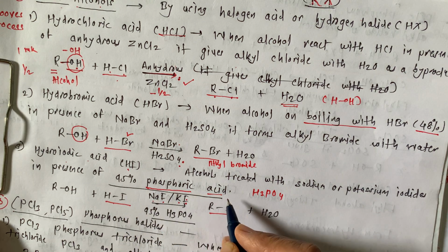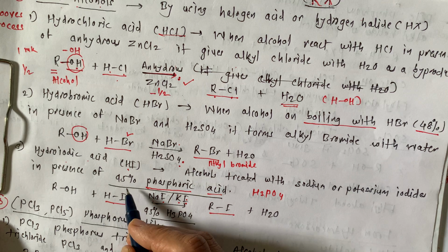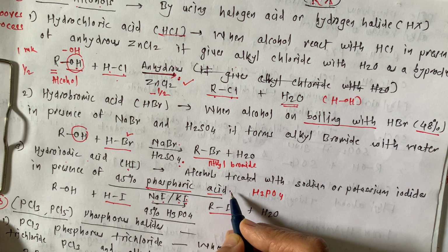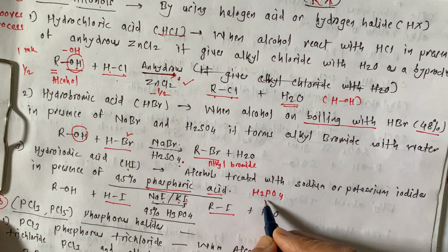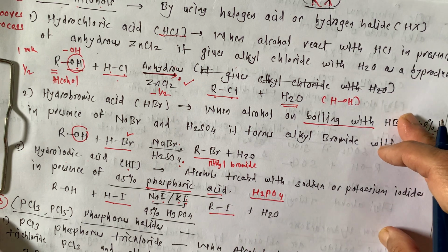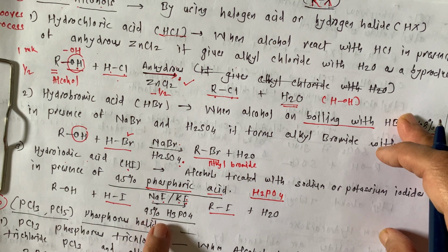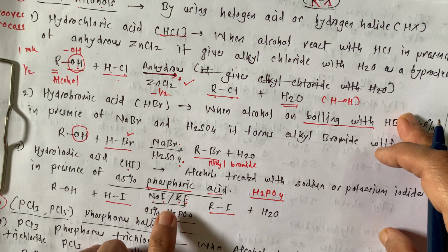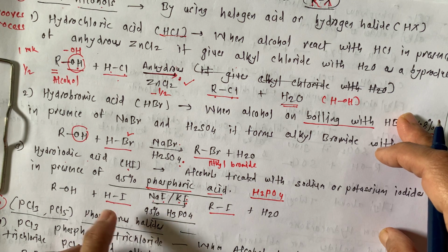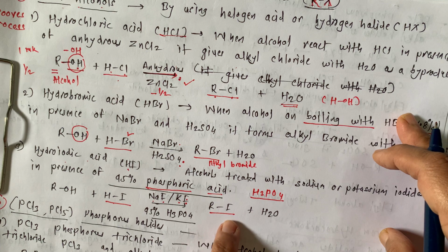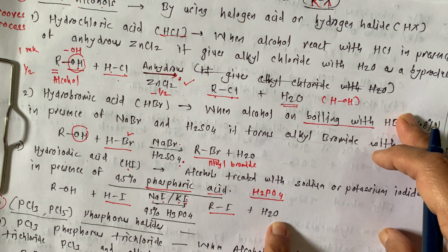phosphoric acid. This is a very concentrated acid. When we say 95%, it means this is concentrated phosphoric acid. For phosphoric acid, the formula is H3PO4. Only 5% water, 95% H3PO4, means this is a very concentrated acid. And then OH is replaced by I, so there is formation of alkyl iodide, and the byproduct is H2O.